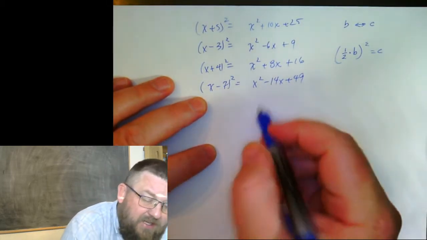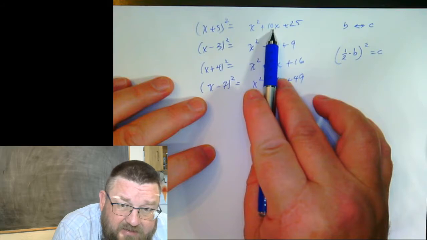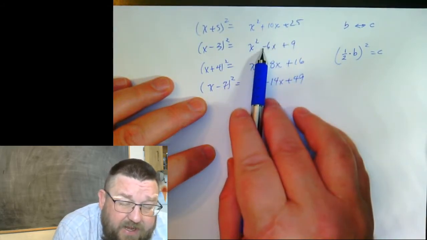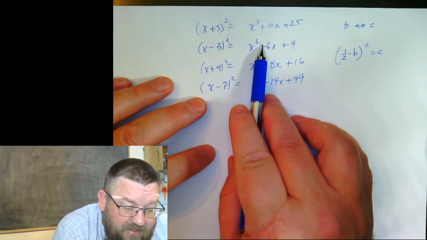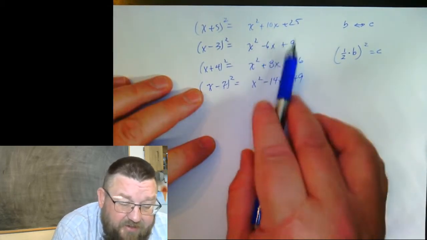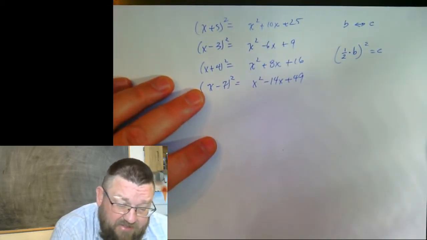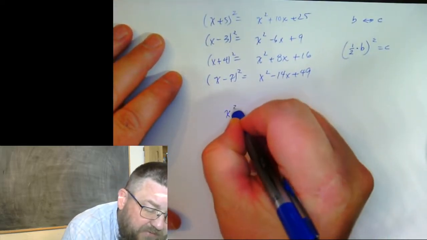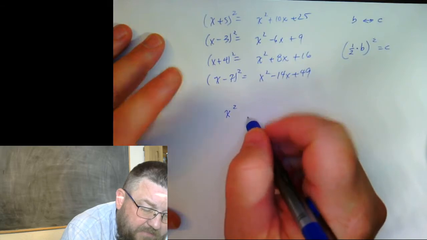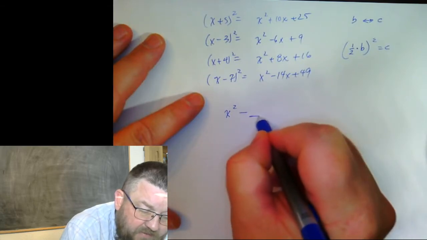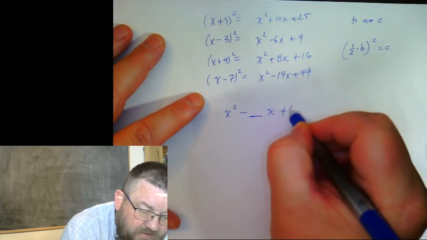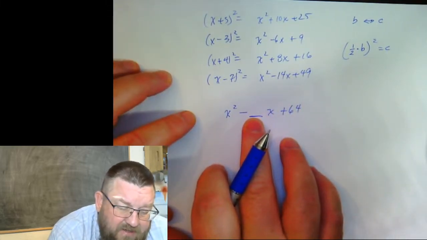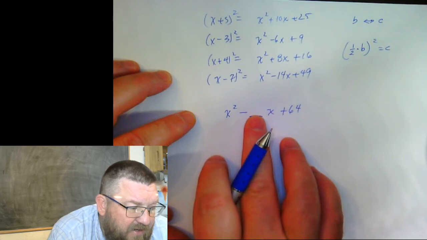So for example, if I took half of 10, that gives you 5, and I squared it, I'd get 25. If I take half of negative 6, that's negative 3, and I square it, I get positive 9. Do you see? So like, for example, let's do this right here. What if I gave you this? Let's say this was a perfect square. What value would have to go there?